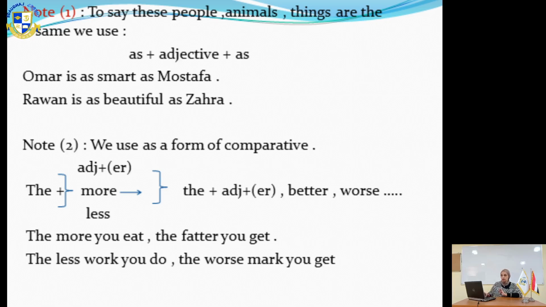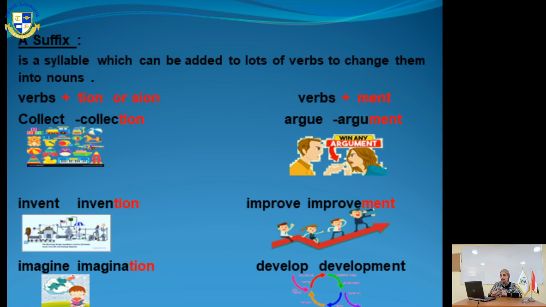Okay, now let's go to slide 6. Now we have something that comes at the end of the word and we call it a suffix. What does it mean? If you want to change the verb into a noun, you have to add some of these suffixes: "-tion" or "-ment". For example, we have here the verb collect. Collect means to gather something together from the same sets. If you add "-tion" to the end of the verb, you change the verb into a noun.